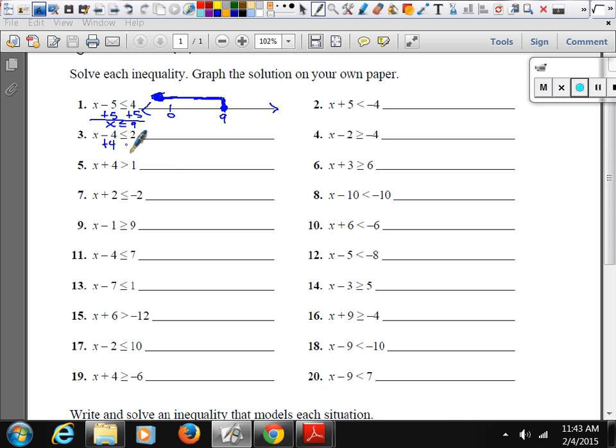Here we're going to add 4 to both sides. So you'll get x is less than or equal to 6. So very similar to the first one. In this case, we're going to go to 6.